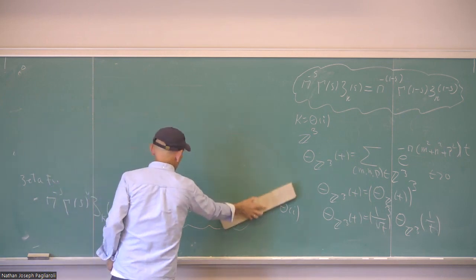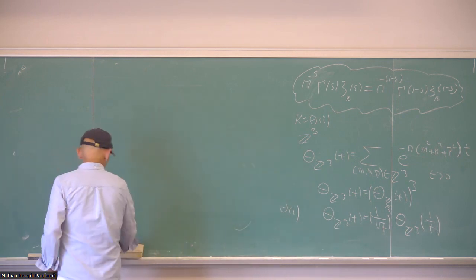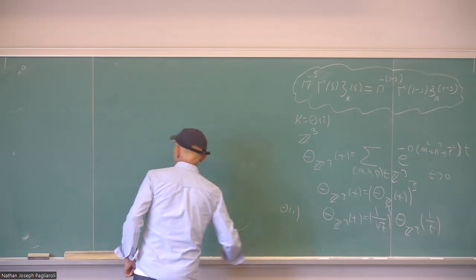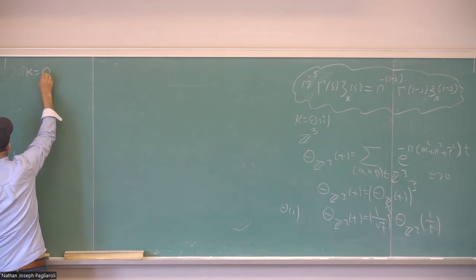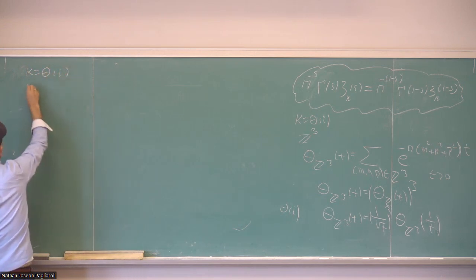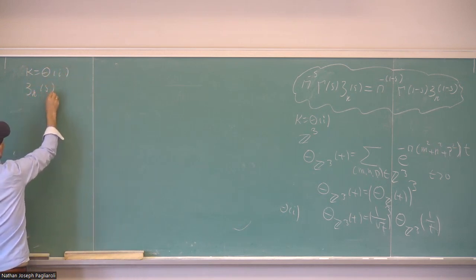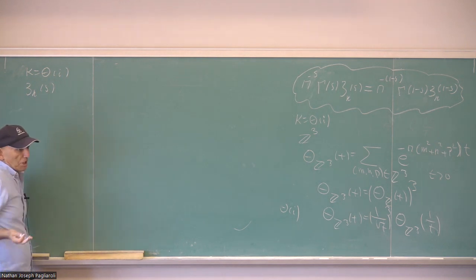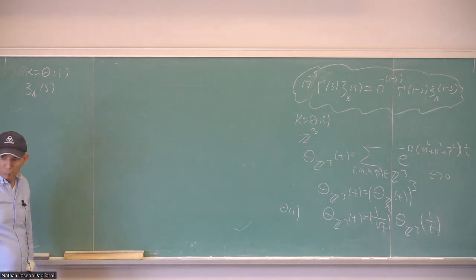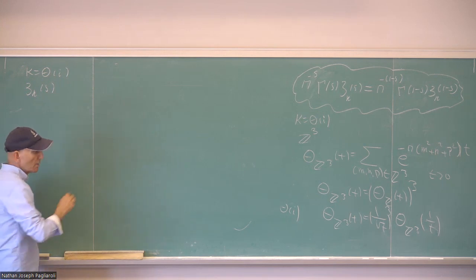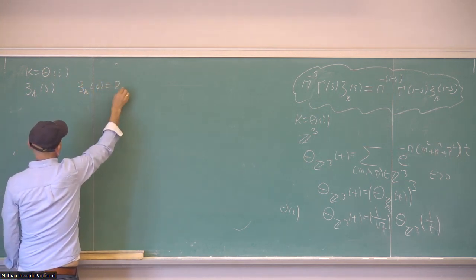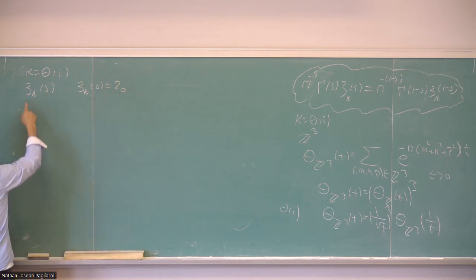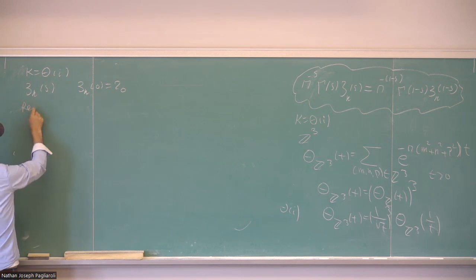So the question is this now. Let's look at, again, the case of K equal to Q(i). So zeta_K(s), we know that it's regular at 0, right? And the question is, what is zeta_K at 0? We know that it has a residue at 1.